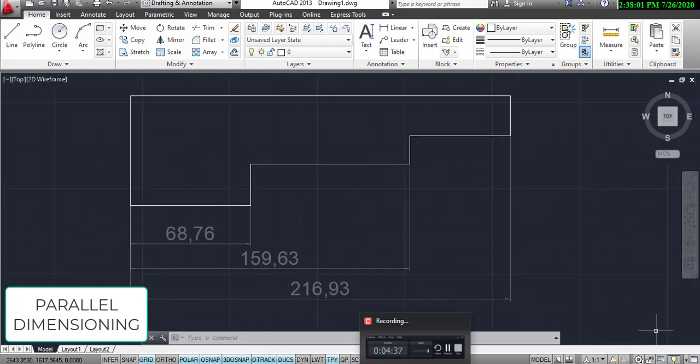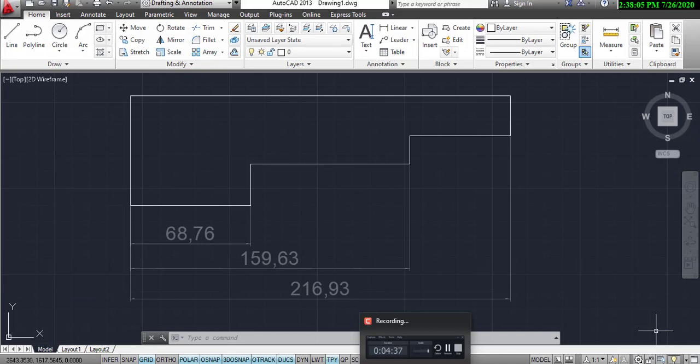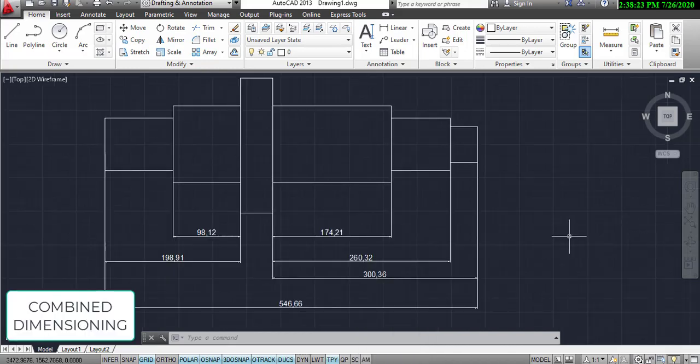The other way of arranging dimensions is known as the combined dimensioning. This is the combination of both parallel dimensioning and the chain dimensioning. One good example of the combined dimensioning is this figure here, as you can see. It is a combination of both parallel and chain dimensioning.